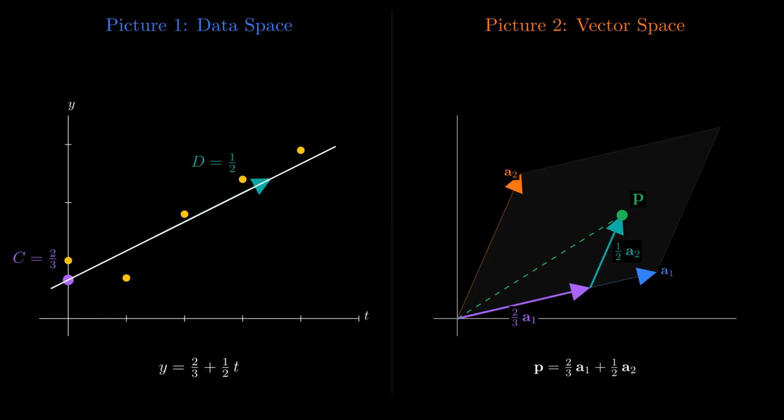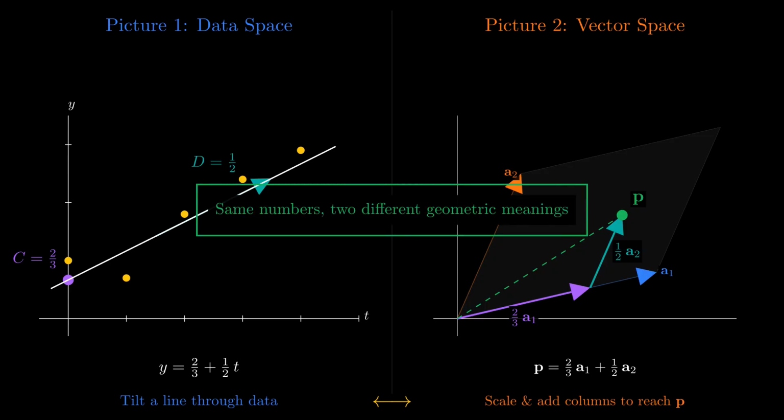Take a moment to appreciate this. The exact same numbers, 2/3 and 1/2, play completely different geometric roles in each picture. In picture 1, they tilt a line through the data points. In picture 2, they scale and add column vectors to reach the nearest point on a plane. Same numbers, two entirely different geometric meanings.